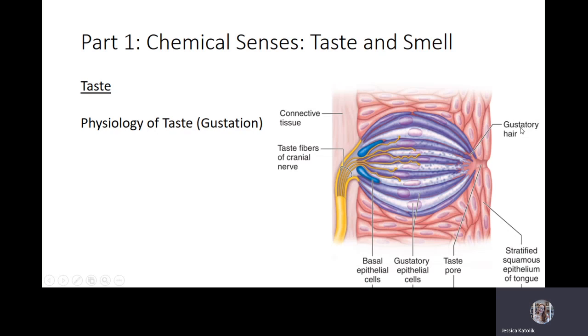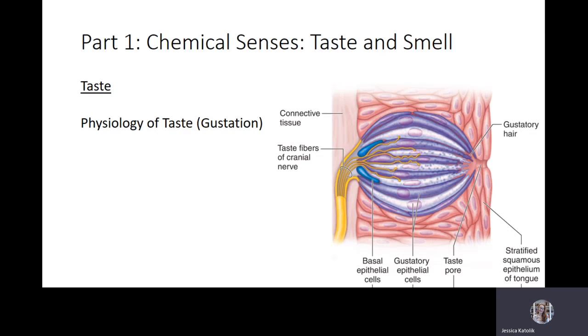So how does the physiology of taste or gustation work? What will happen is food that we eat is going to dissolve in our saliva, and those compounds are going to coat our tongue, cheeks, esophagus, palate. And what will happen is that saliva will actually carry those tastants or those food chemical compounds through the taste pore. And what will happen is it'll bind to the gustatory hairs, and it'll bind to chemoreceptors that are specific to that particular compound.